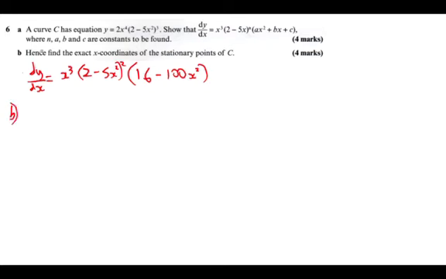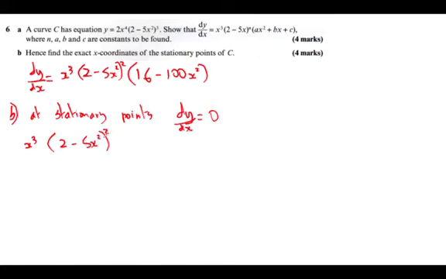Part B here is asking, find the exact x-coordinates of the stationary points of C. Now at the stationary points of C, the gradient is going to equal 0, so therefore dy/dx will equal 0. So therefore all of this is going to equal 0. Okay, so at stationary points, dy/dx equals 0, so therefore x cubed (2 minus 5x squared) squared, and then (16 minus 100x squared) equals 0. So I've got three terms here, x cubed, the (2 minus 5x squared) squared, and the 16 minus 100x squared, all multiplied together, and they equal 0. Okay, I've been asked for the x coordinate, so I want to solve for x.